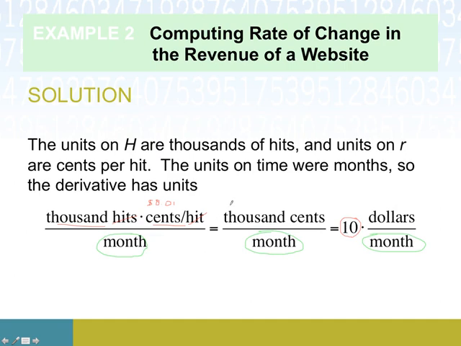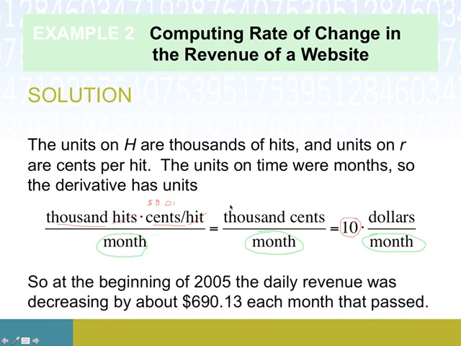So we make that happen, and then we write one of our classic derivative interpretation statements. At the beginning of 2005, the daily revenue was decreasing because we had -69 for our answer, and then this is multiplied by 10 because of this whole $10 per month situation. So decreasing by about $690.13 per month, or in other words, for each month that passed from that point forward.